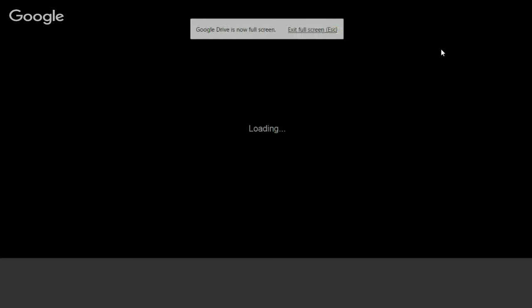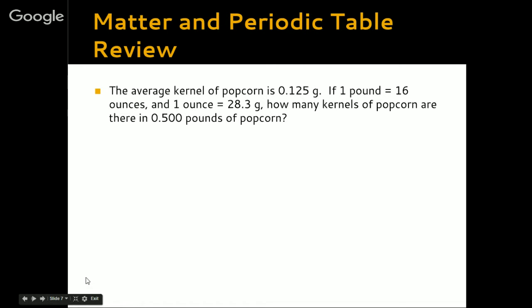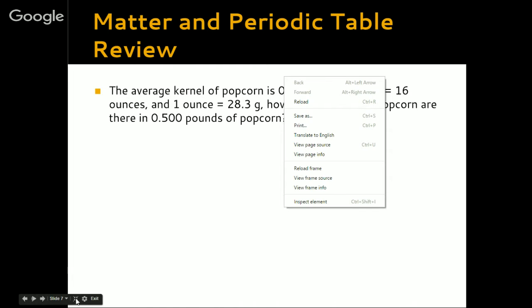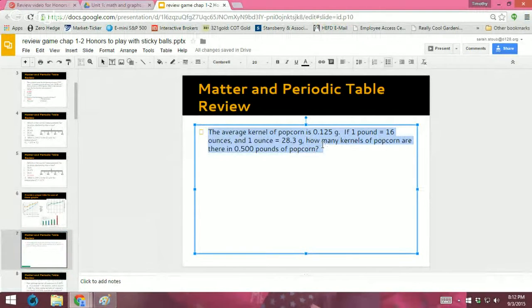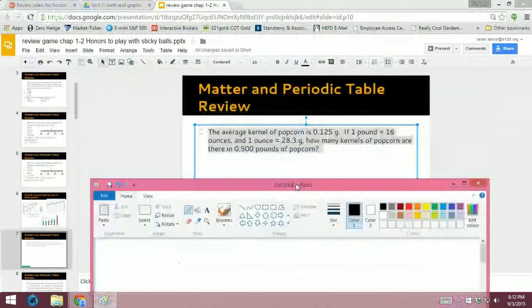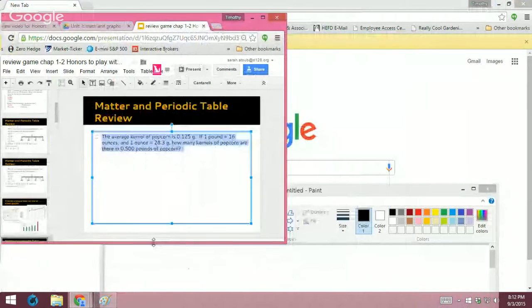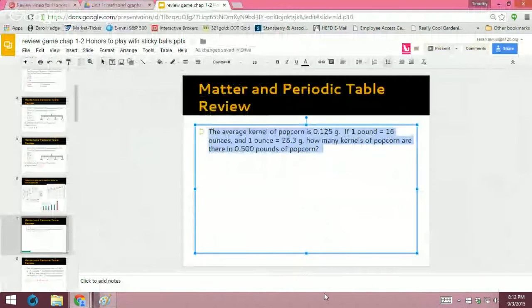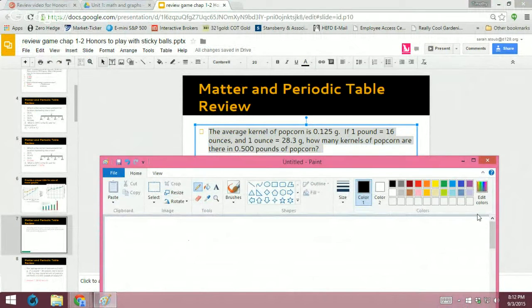So let's do it this way. Is there a right feature? Silly Google. Well, we'll have to double screen this then. Okay, we'll just go like this.